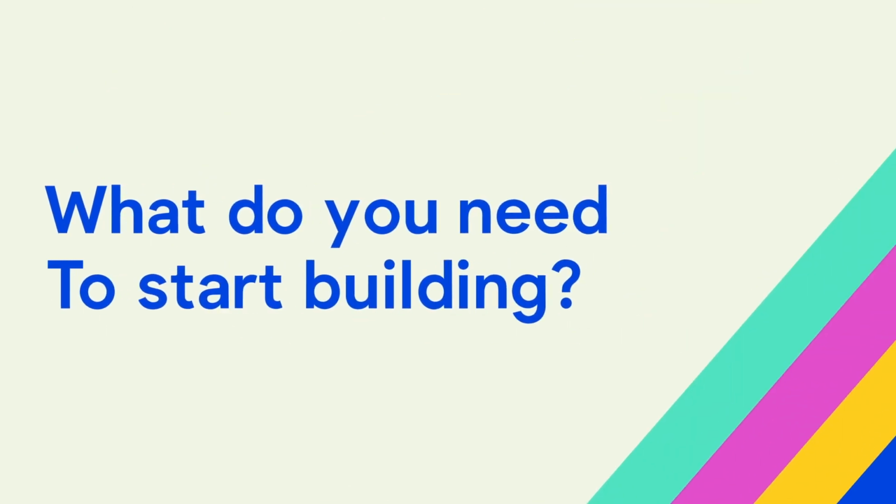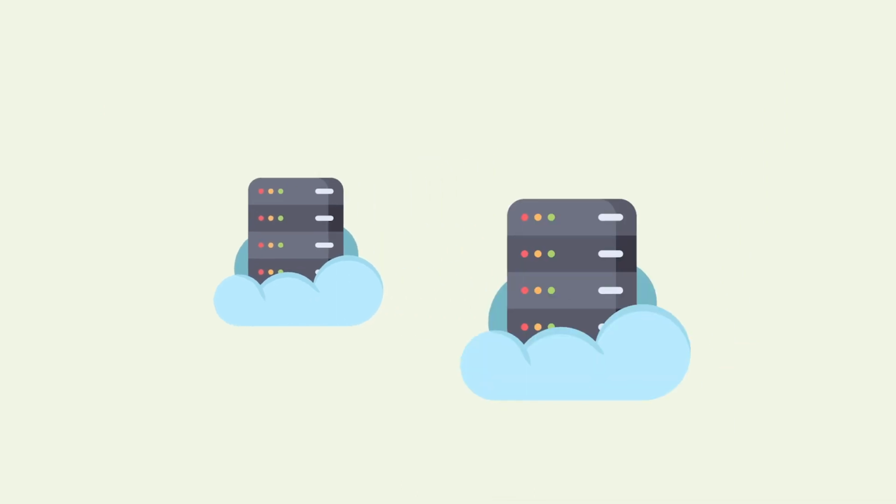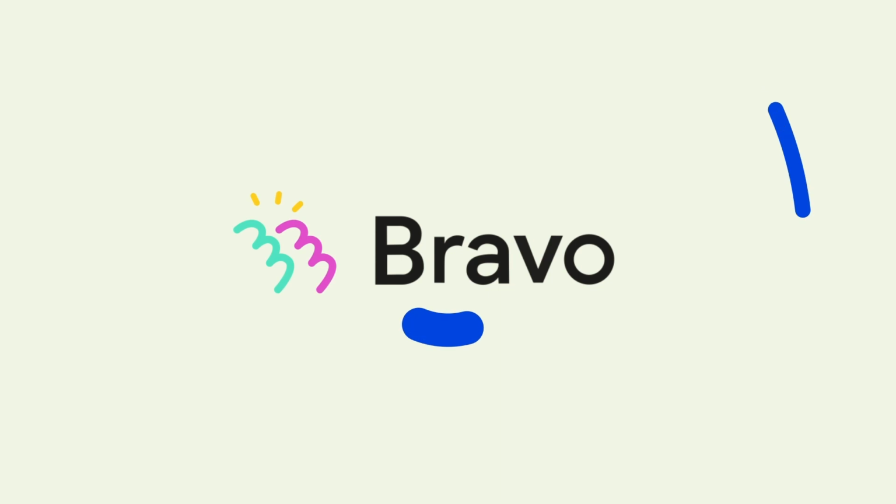What do you need to start building? Figma or Adobe XD to design and Bravorize. One or multiple databases or APIs, we can help you choose. And of course, Bravo to connect everything.